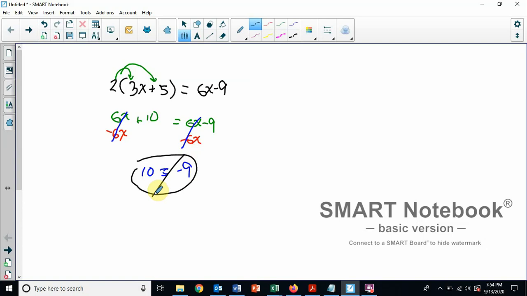And that's going to be one of two things. You're either going to be left with a true statement or a false statement. If it's a false statement, what that means is that there is no possible solution. So no solution. No matter what you plug in for x, you cannot get a true equation. So whenever you're left with a false statement, the answer is simply no solution.